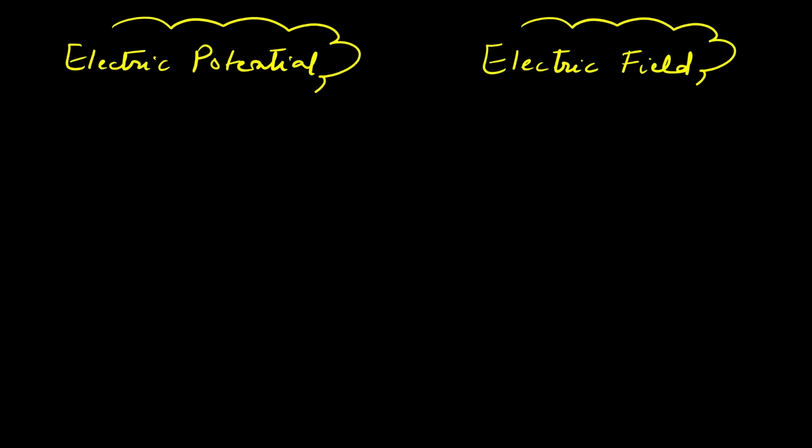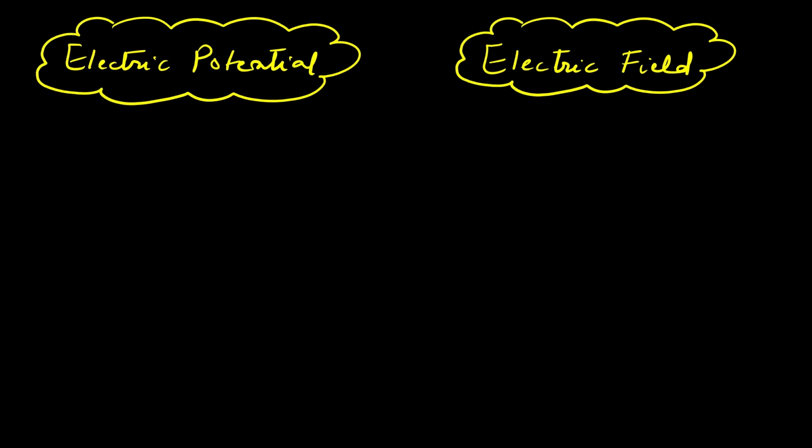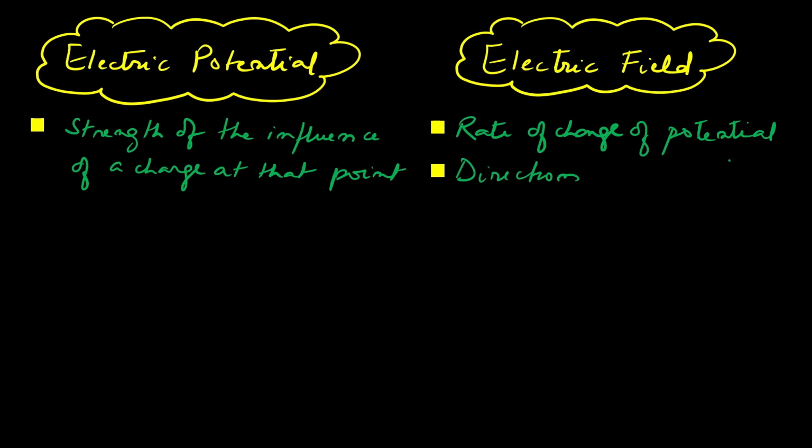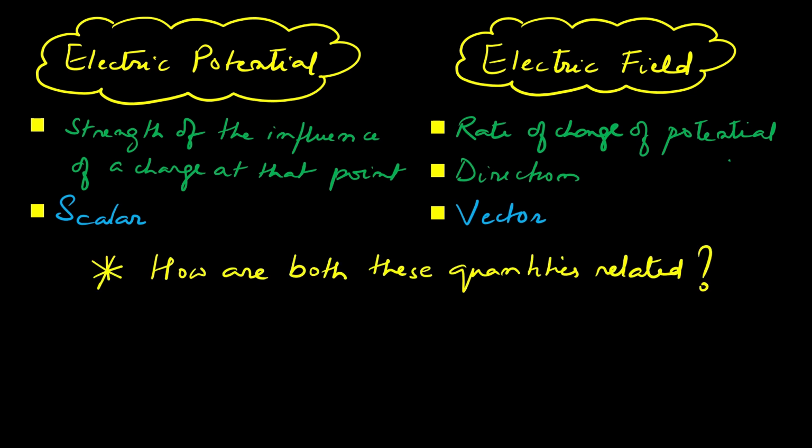From the previous examples, now we can define electric potential and electric field. Electric potential is the strength of the influence of a charged particle at that point, whereas electric field is the rate of change of potential with respect to position. Additionally, electric field is assigned a direction. Now, using this information, we can say that electric potential is a scalar quantity, and electric field is a vector quantity. Now, the next question is, how are both these quantities related?